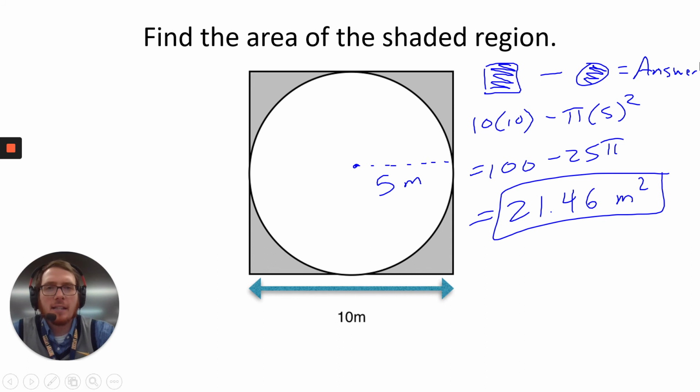Now, some students get a little concerned and say, how do we know that's a square? Well, since this circle hits at these four locations, that means the distance left to right would be 10, the diameter, and the distance up and down, the diameter would also be 10.